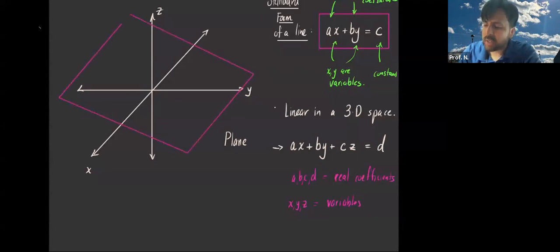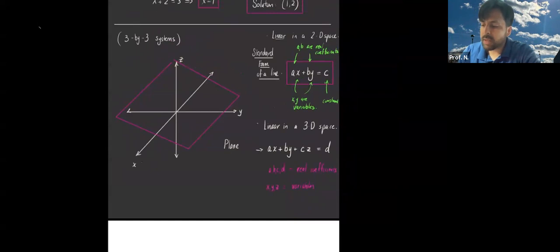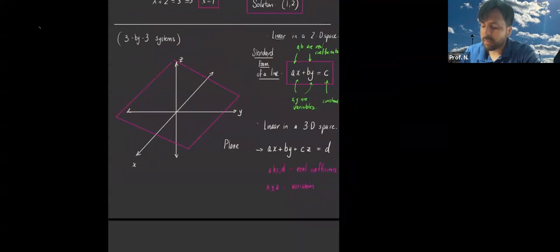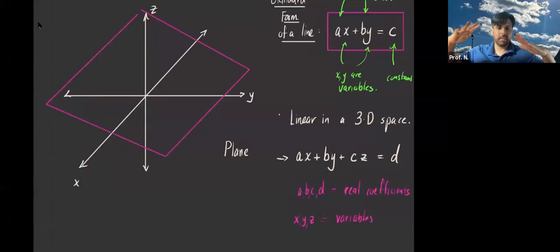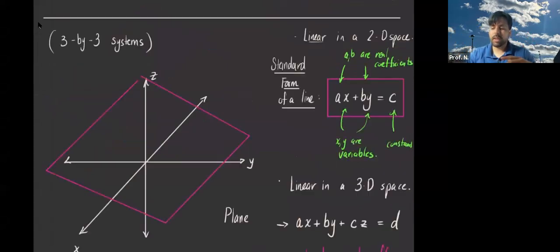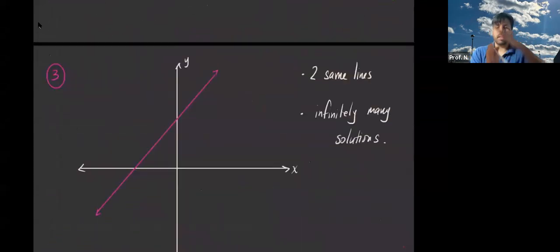So you can think of it like a sheet of paper in three-dimensional world that goes on forever. Okay, so that's what we're dealing with in a 3x3 system. We're going to be dealing with three planes. Do you guys understand? In a two-dimensional system, we're dealing with two lines. They intersect, they don't, or they're the same thing, right?